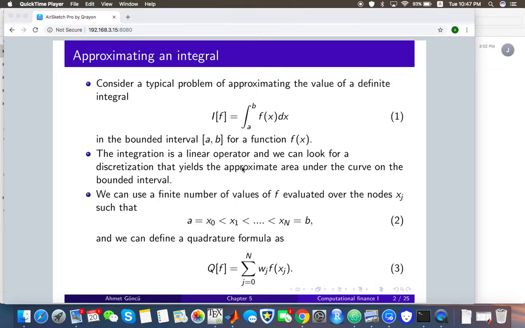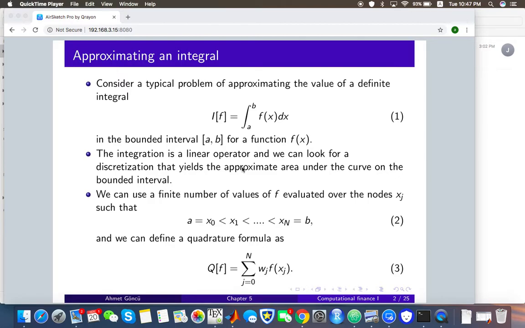So here is a typical integration problem where you have the integral from a to b of a function f of x. So this is a one-dimensional integration. And basically we will consider a so-called grid. So this is going to be our x points where we will evaluate our function. And since our domain is from a to b for this integration problem here, we will set x0 to be a and the last x will be equal to b.